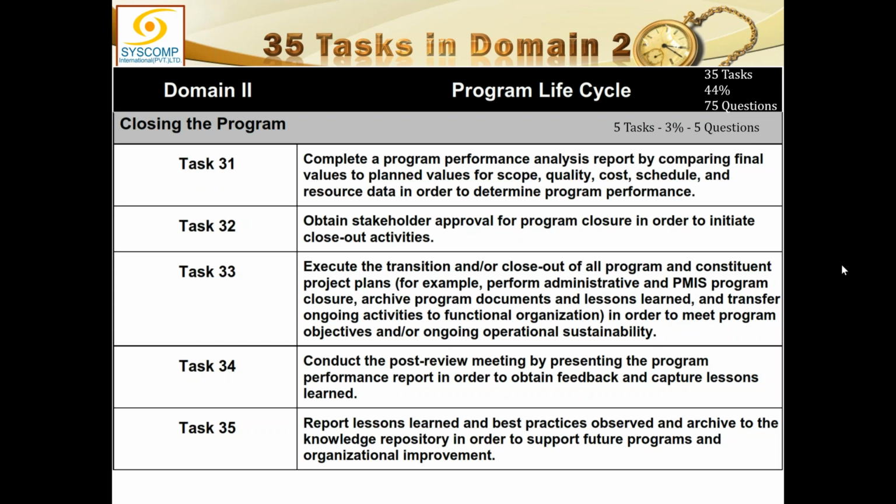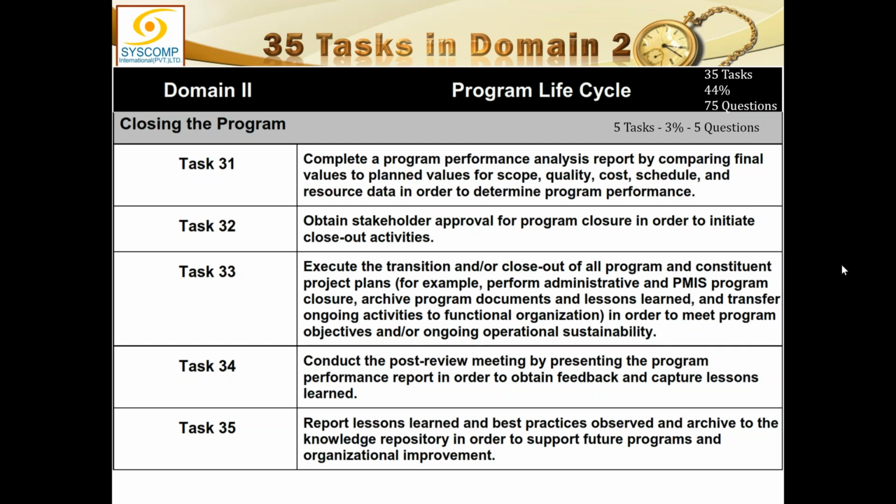Task 32: obtain stakeholder approval for program closure in order to initiate closeout activities. So we have already kept the stakeholder in the loop in all our decisions. When we were getting the performance analysis, we were having the stakeholder on board. So the stakeholder knows everything. So we have the buy-in. So now we are getting back to the stakeholder, and we are trying to initiate the closeout activities as if the program can be closed.